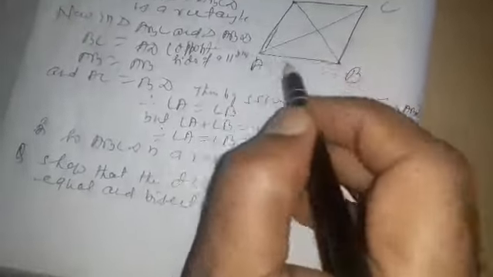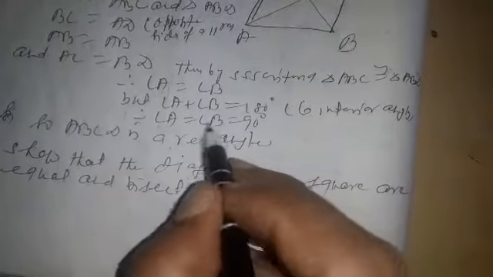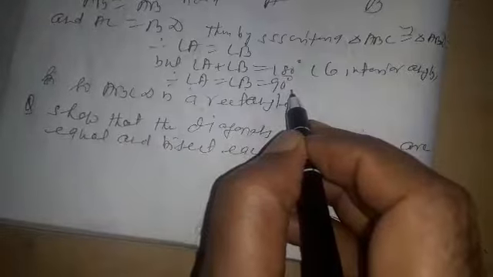But angle A plus angle B is 180 degrees because they are the adjacent angles of a parallelogram. So A plus B is 180 and A and B are equal to each other. Therefore angle A is equal to angle B is equal to 90 degrees. Similarly, angle C and angle D are also 90, and therefore ABCD is a rectangle.